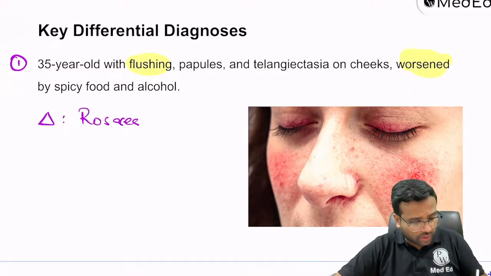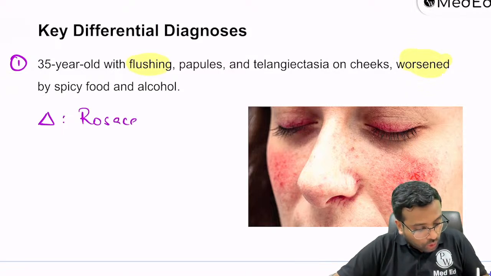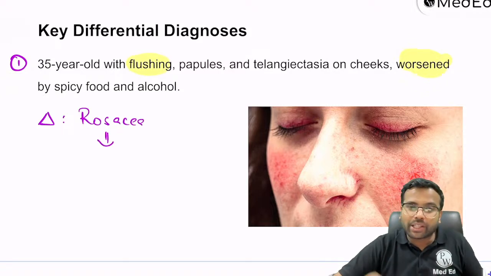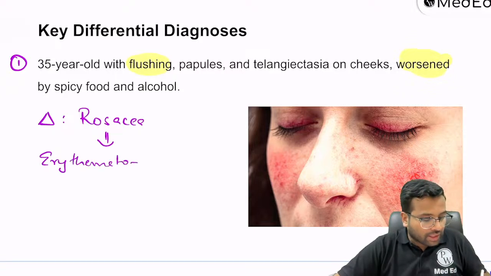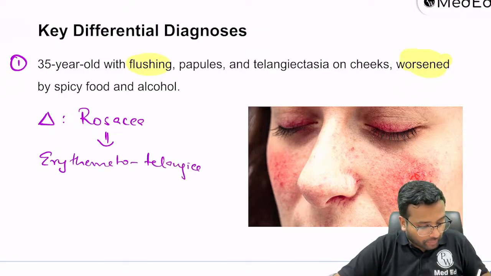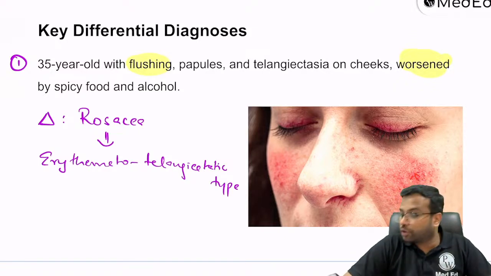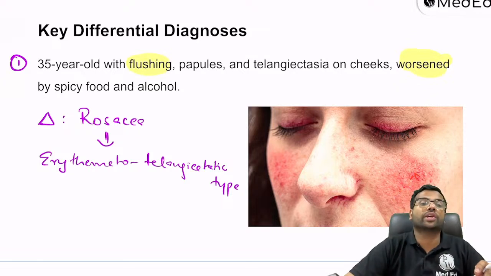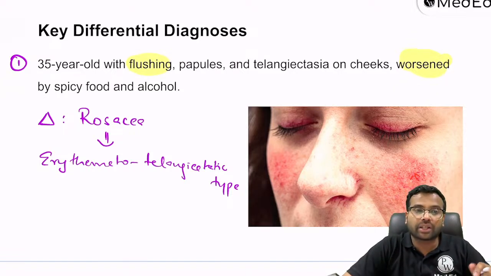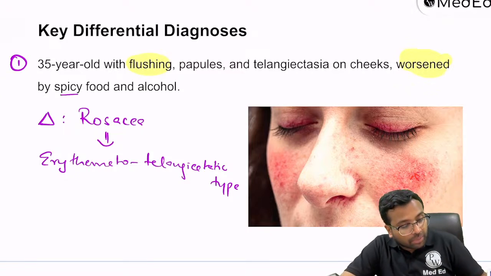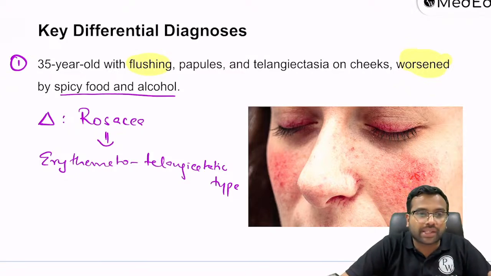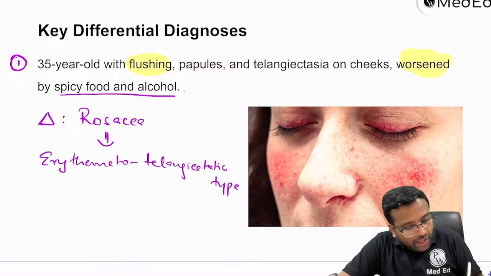So here the diagnosis should be rosacea. And to be very specific, this should be erythematotelangiectatic type. In fact, this is the most common type of rosacea that you can see. Okay, this one is going to be rosacea. In this condition, the patient usually complains of flushing. And very importantly, the symptoms are worsened by spicy food, alcohol, or even hot beverages.